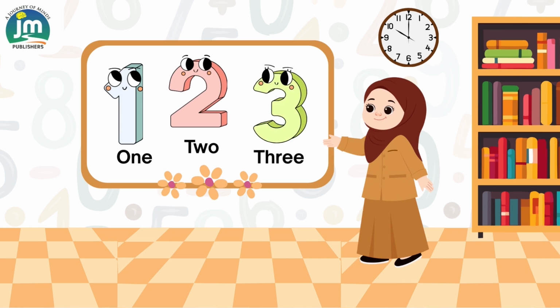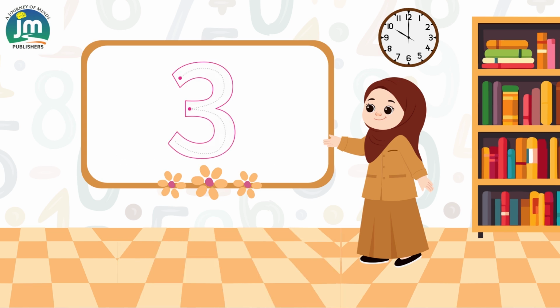Number 3 looks like this. Make 2 little bumps. 1, 2. That's number 3. 2 small curves on top of each other. That's number 3 for you.